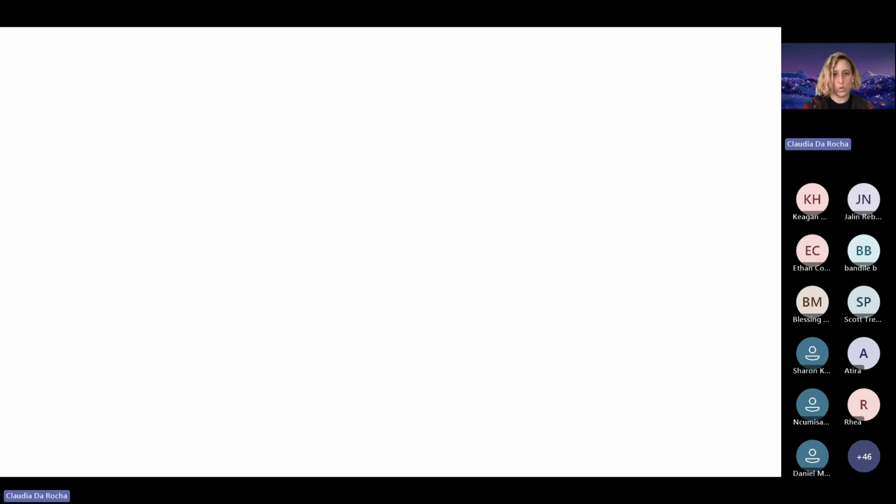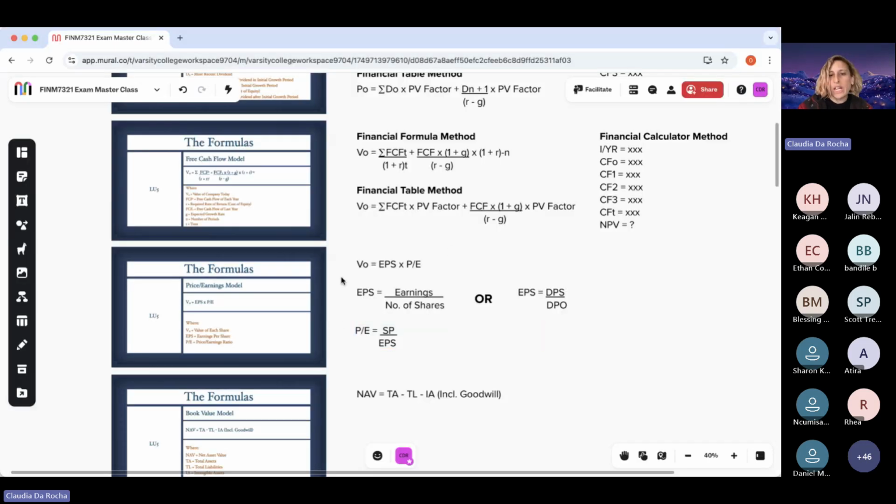Okay, sorted. All right, so let's go through our free cash flow model. There is a formula, but generally speaking, we do tend to go to the calculator method because that is the easiest. We would just list all our cash flows.